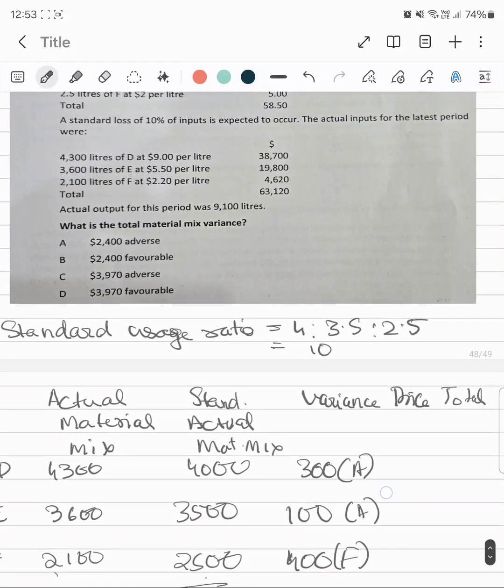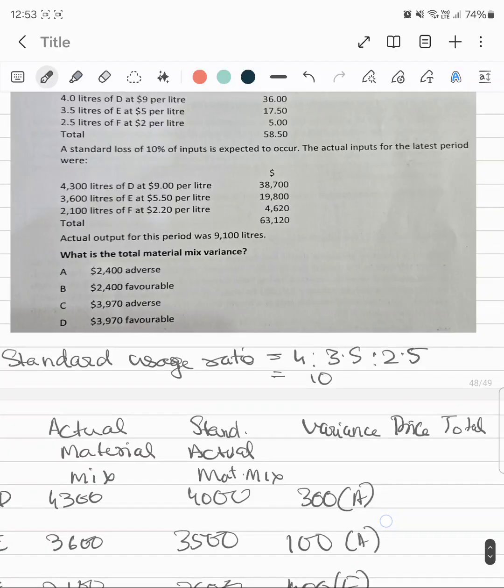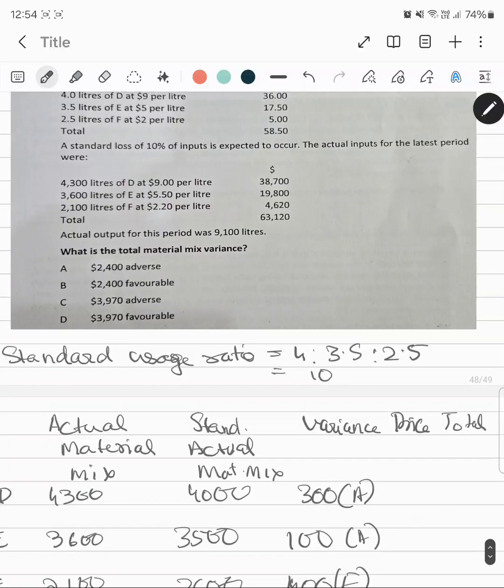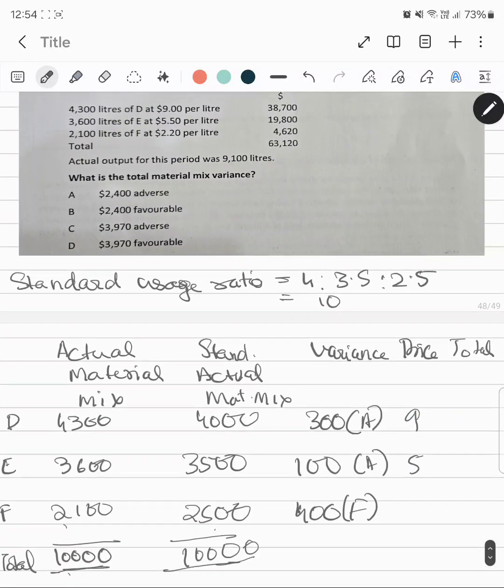17 and 5. So the standard price rates are 9, 5, 2, I'll multiply it, 2700, this is adverse, 500, this is adverse, and 800 is favorable, right? So I need to calculate 2700 plus 500, 3200, 3200 minus 800, I get my answer as 2400 adverse.